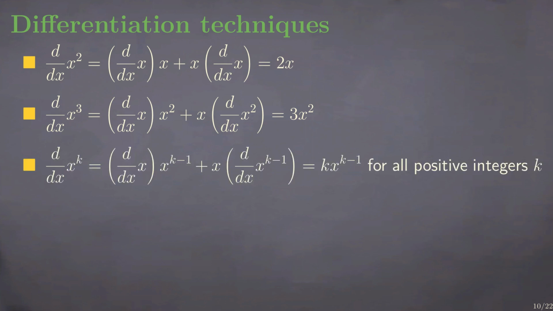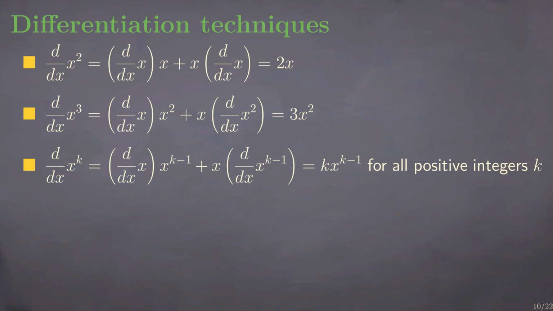And in general, you can also compute the derivative of x power k for any positive integer k, which is k times x power k minus 1. This might be very familiar to you, but I recall here, based on the techniques that we already learned, to go from the derivative of x to the derivative of x power k for positive integers k. Okay, so that is for power of x with positive power.